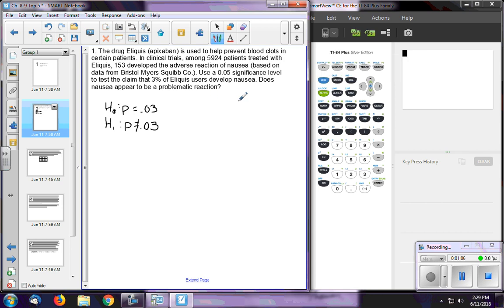Other important information that they've provided us here is our significance level, 0.05, and then our sample size, of course, the number of patients with that adverse reaction, and p hat we have to find, which is x divided by n, which is approximately 0.026 if you work through that.